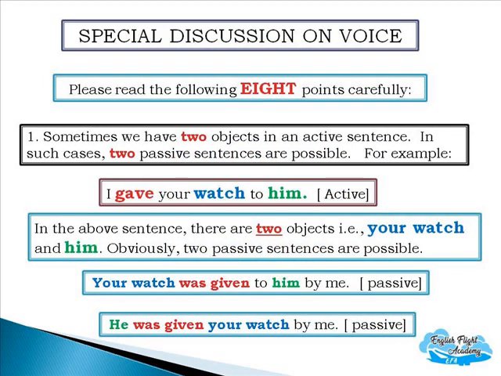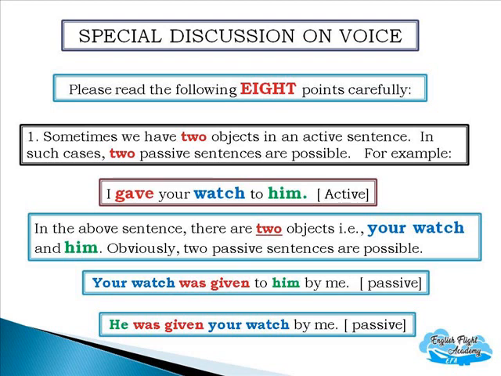My dear students, please read the following 8 points very carefully. Sometimes we have two objects in an active sentence. In such cases, two passive sentences are possible. For example, I gave your watch to him. In the above sentence, there are two objects. If you notice, your watch is one and him is the other object.